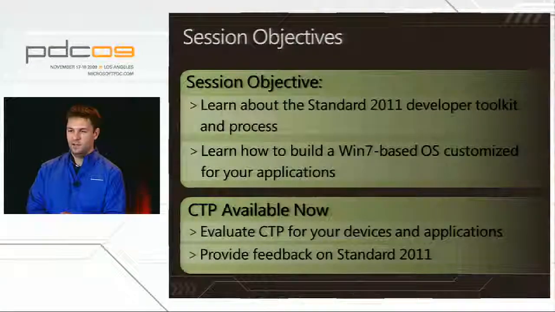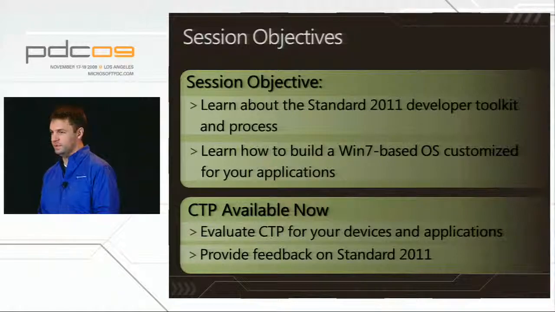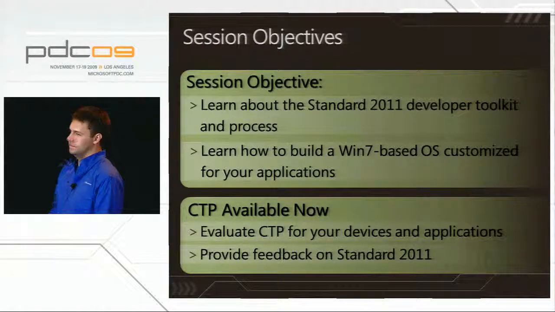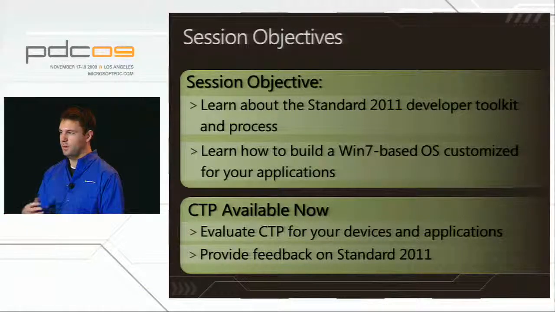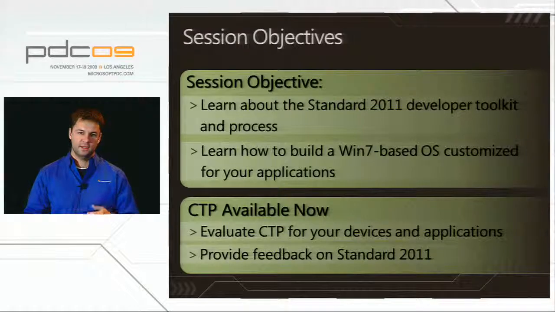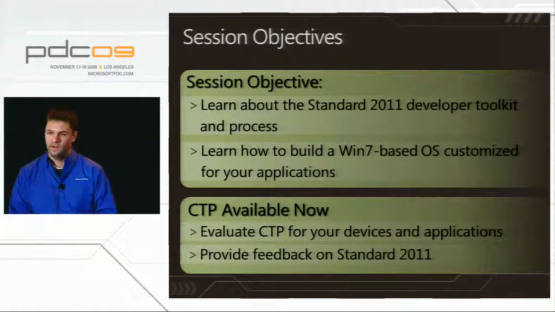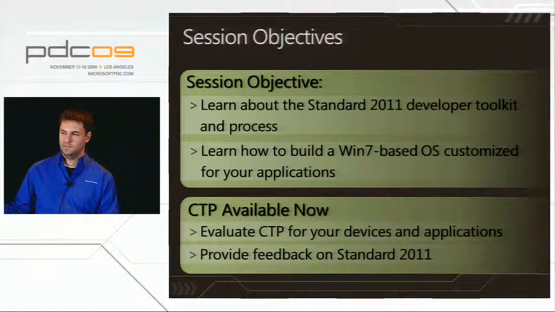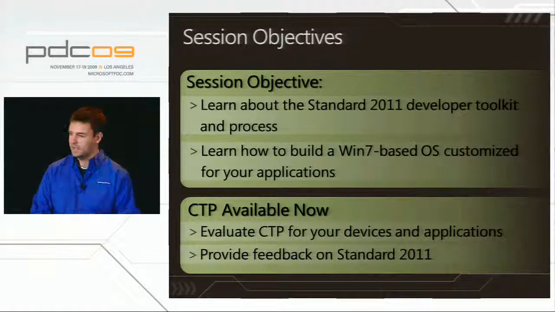So today we're going to learn a little bit about the Windows Embedded Standard 2011 toolkit, how you build images based on Windows Embedded Standard, which is the Windows 7-based version of our embedded products. We're going to learn how to customize an OS so that it just meets the needs of your applications. We wanted to let you know our beta, our CTP, which is our equivalent of a beta, is available now, and you can go to windowsembedded.com and check that out.